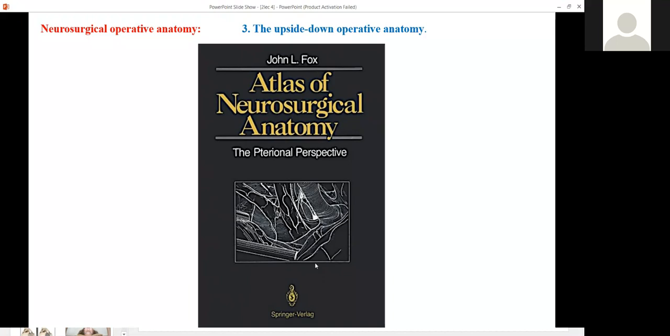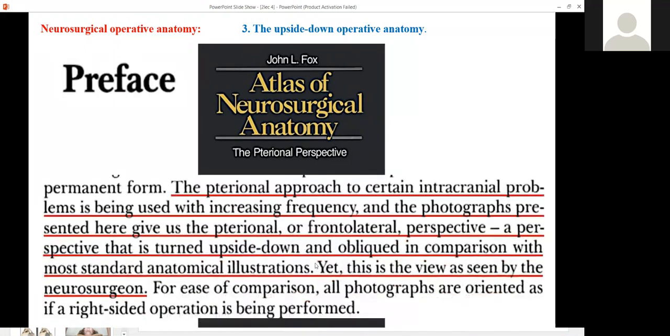It's the Atlas of Neurosurgical Anatomy from the terminal perspective, and this is a very nice idea because the terminal approach is the most common approach in neurosurgery, and in this book he illustrates what we can see during this approach, like studying the anatomy or dealing with the anatomy through the approach that you use as a surgeon.